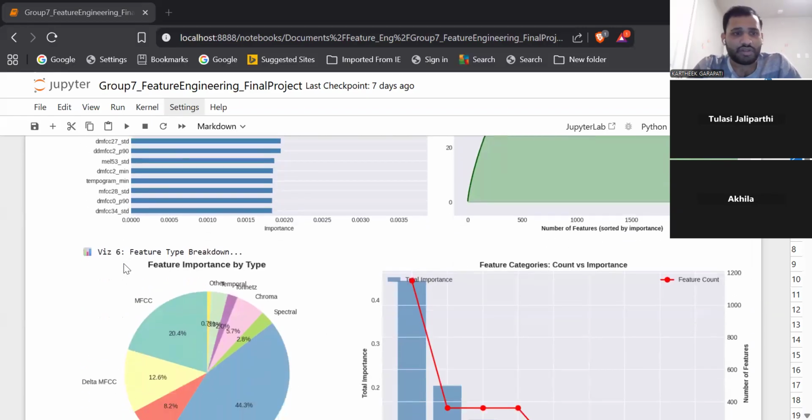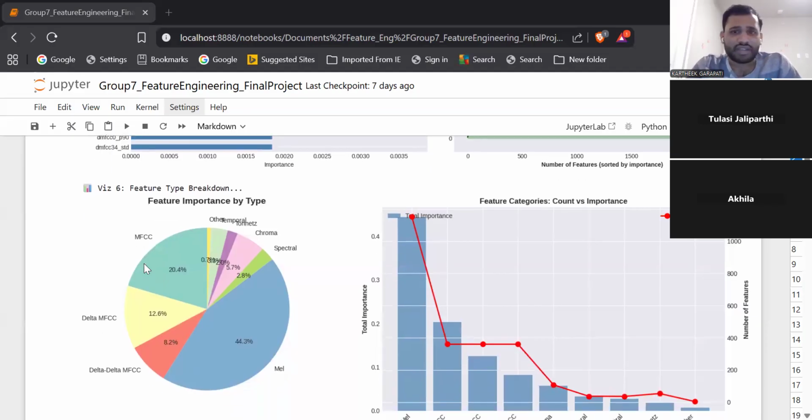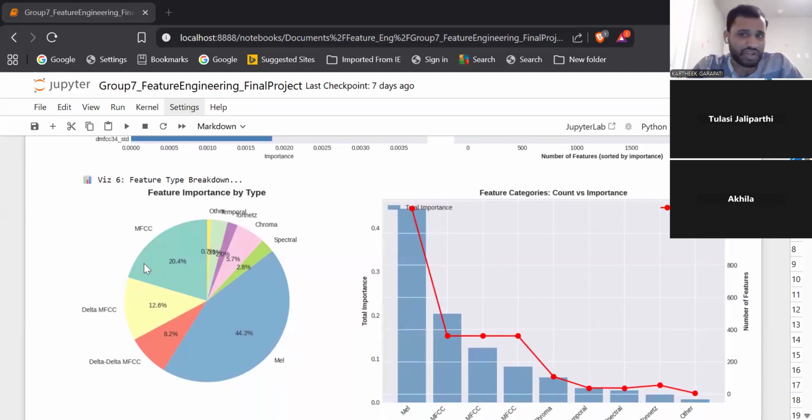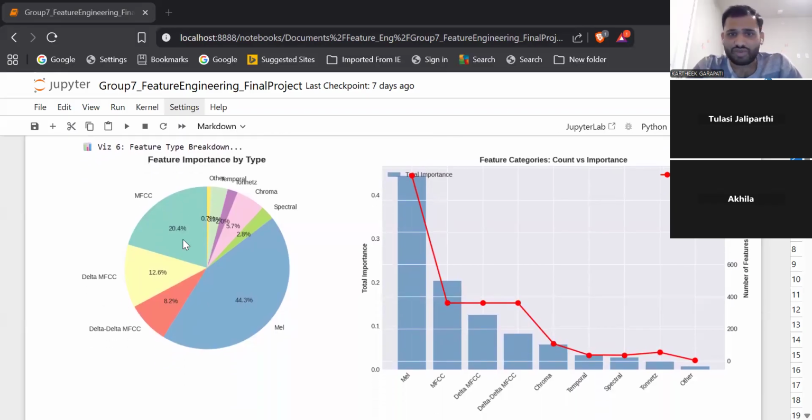And coming to visualization 6, it breaks down importance by category. MFCCs account for 20% of features but 40% of importance, making them the most important, information-dense features. And mel spectrograms contribute 25%.